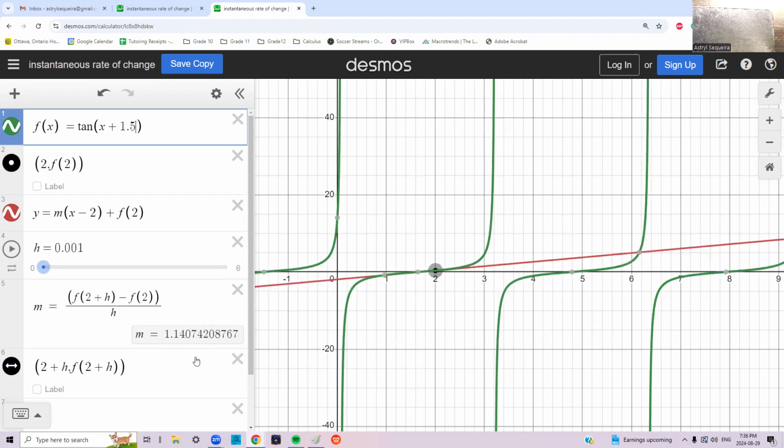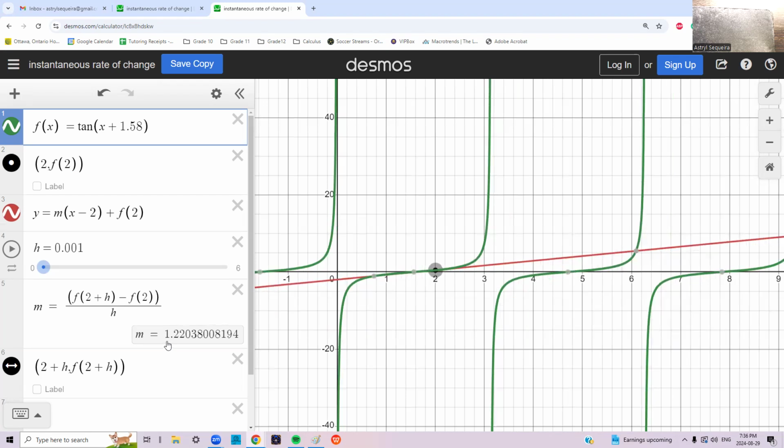I'll do 1.58 because we were a lot closer there. Still a bit too small. Let's make this tan 1.59. And there we go. We've got the second function now.